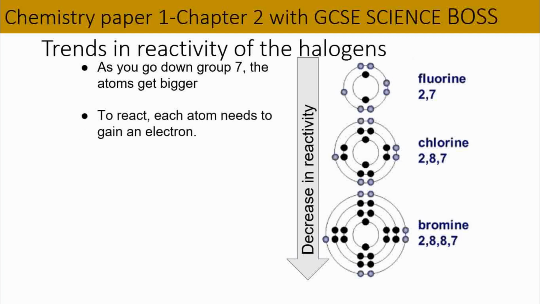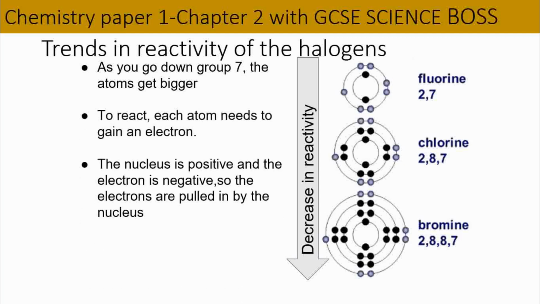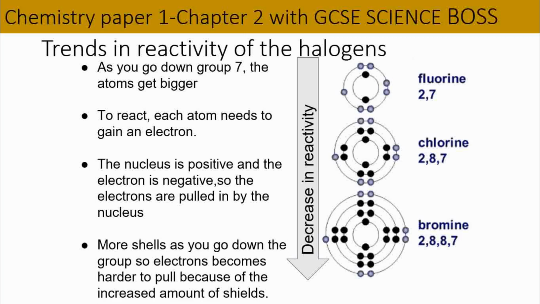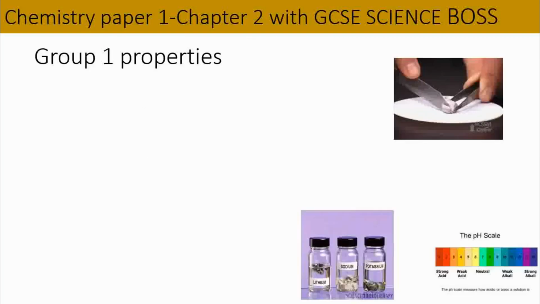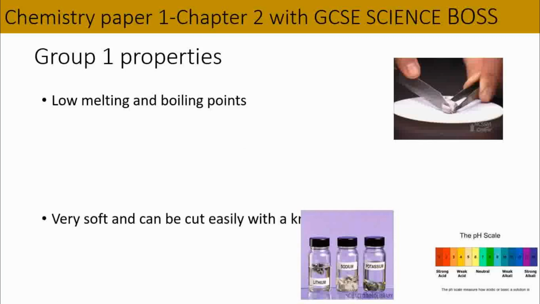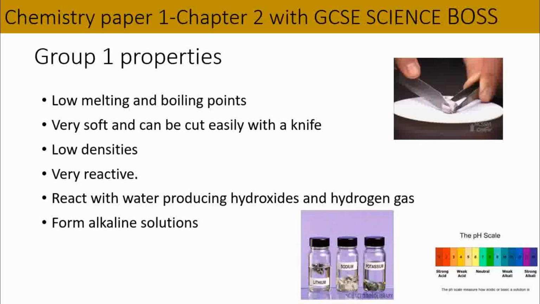So to summarize, as you go down group 7, the atom gets bigger. To react, each atom needs to gain an electron. The nucleus is positive and the electron is negative, so the electrons are being pulled in by the nucleus. The more shells as you go down the group, the harder the electrons become to pull in because of the increased number of shells. Good. Now, if we think back to group 1, these were some of the properties of group 1.